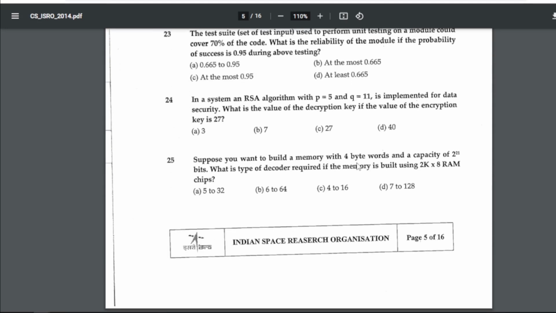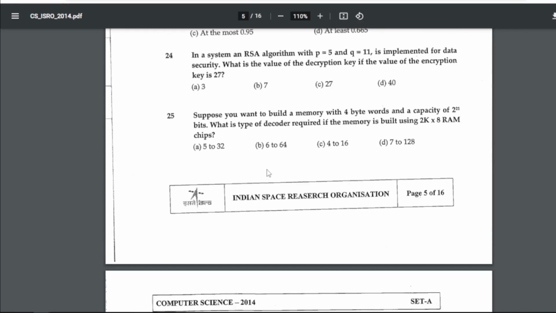Question number 24 is in a system, the RSA algorithm with P equals 5 and Q equals 11 is implemented for data security. What is the value of the decryption key if the value of the encryption key is 27? So for question number 24 our answer will be 3, right? 3 will be the answer here.